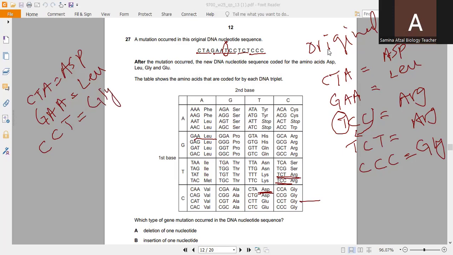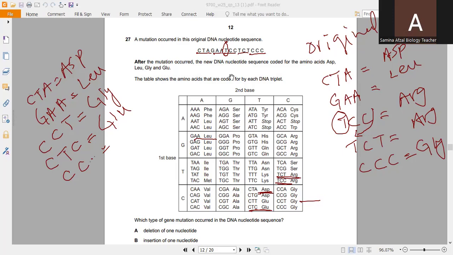And then CTC, and remaining behind only CC. So in this way, the correct option will be, first of all, we are going to read all of them.